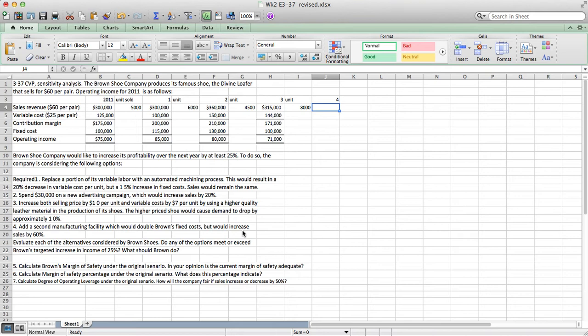What else did we learn? Let's see. We are going to keep that at the original $60 sell price. Our variable cost also remains consistent at the original $25. I'll add my formatting in just a minute. Our fixed costs were actually going to change because we're putting in that new manufacturing facility. So our fixed costs were going to double. We'll take this baseline and multiply it by 2. And then we can see our operating income is $80,000 as a result of doing that because of the fixed cost increase.